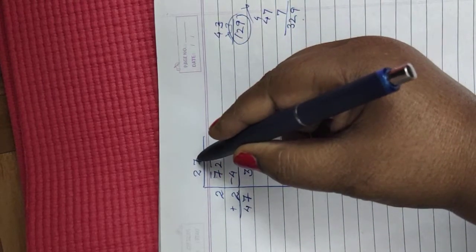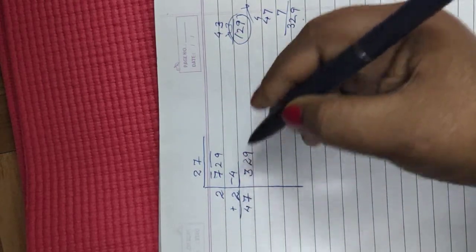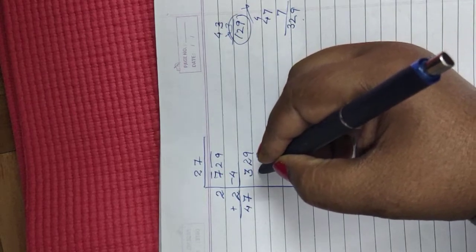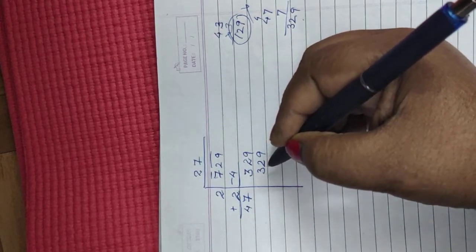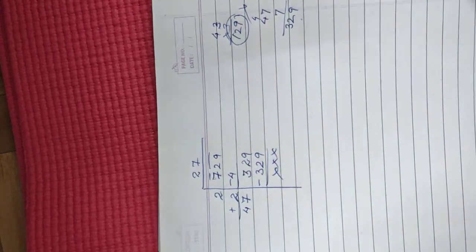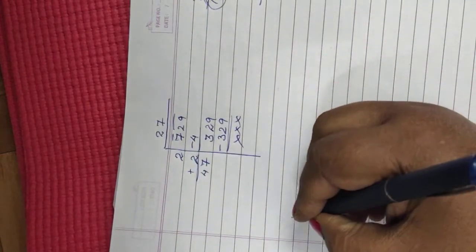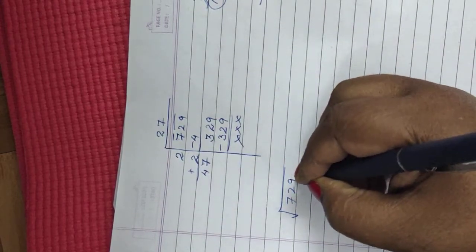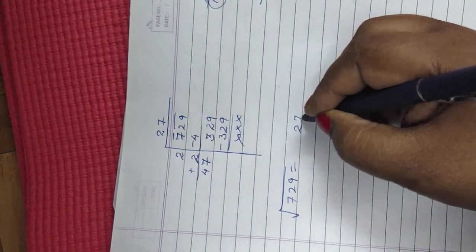Then you will multiply this number with this whole number. 7 7s are 49, 7 4s are 28 plus 4 is 32. So you are getting 0. So the remainder is 0. So what is the square root of 729? That is 27.